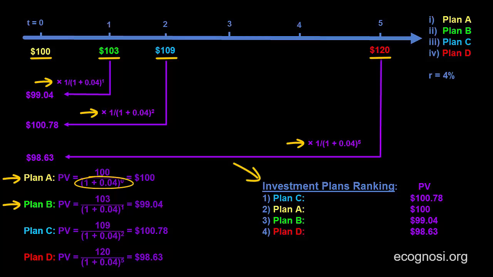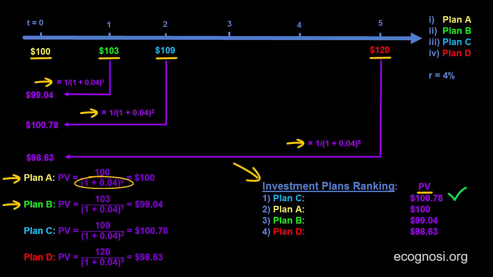And as I promised you, we get the same ranking based on present values as we did with the future value at time 5. Because what matters is to take the amounts at the same point in time, not what that point in time is. Again, we see that the most desirable investment plan is C. That's the one we'll choose. Second best Plan A, then B, and finally Plan D.